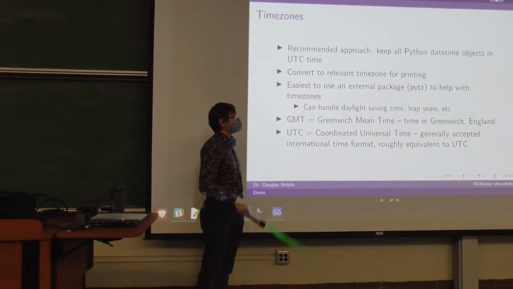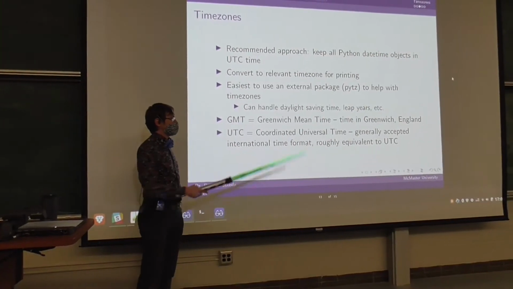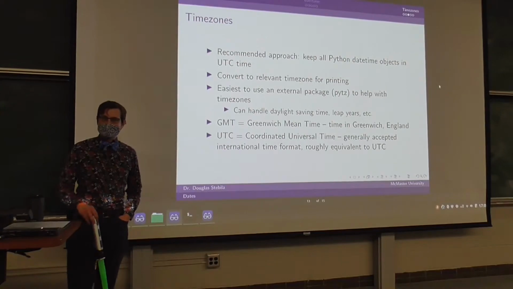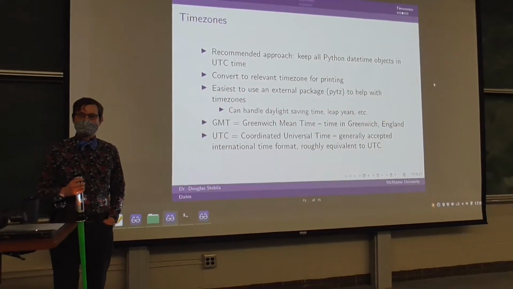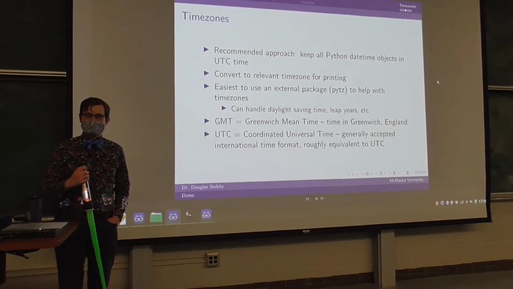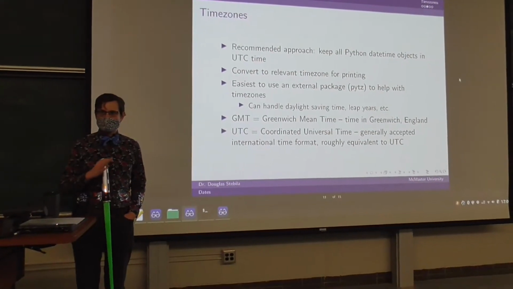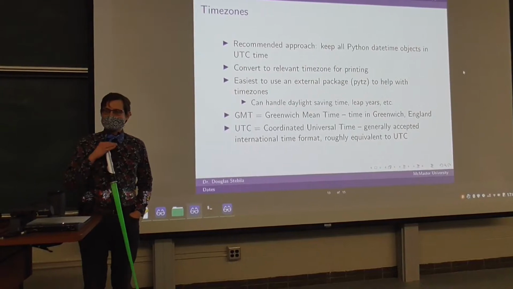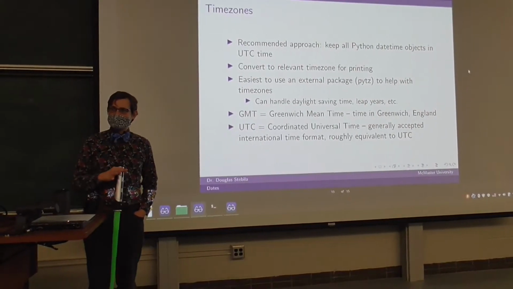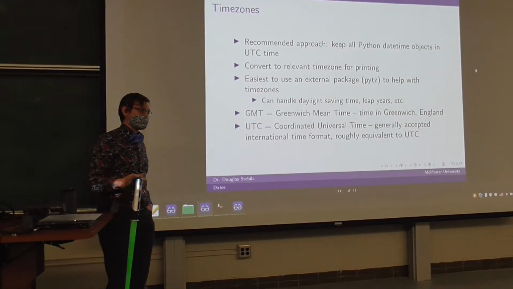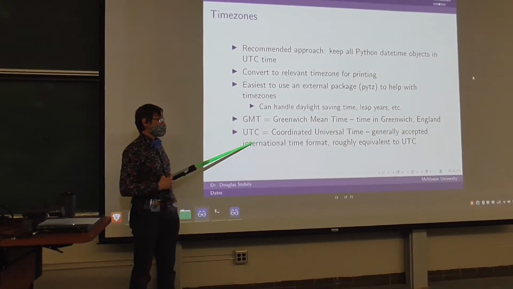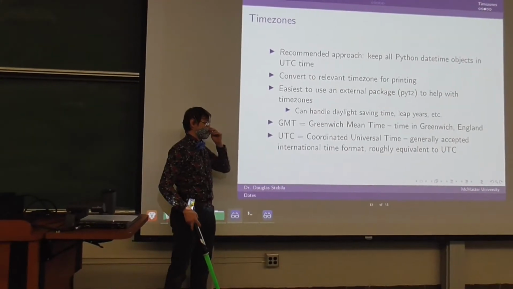It's easiest to use an external package such as pytz to help with time zones. It's a lot of work to reproduce time zones, so just use a library. Try to think about time zones as little as possible, because it's an abyss that, if you stare into it long enough, the abyss will stare back into you. So UTC, by the way, stands for Universal Coordinated Time.